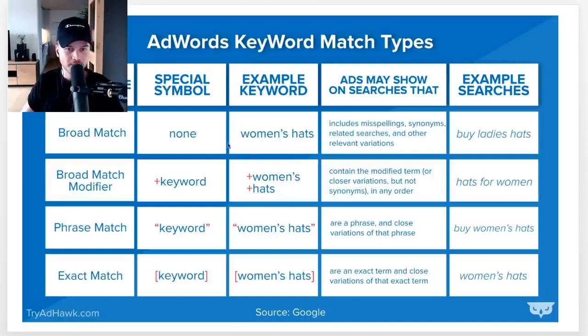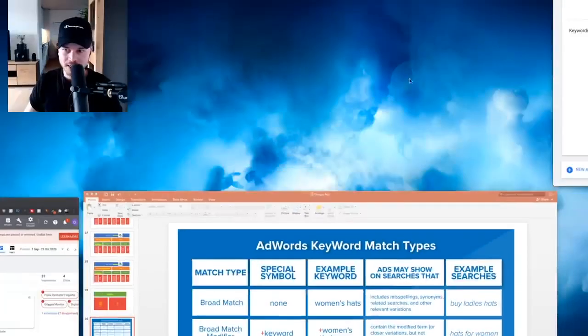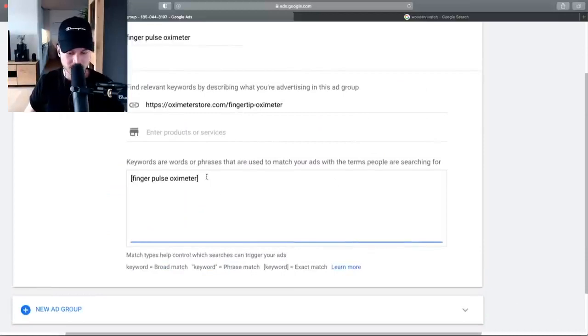And then we have the broad match, which Google also includes misspellings, synonyms, related searches, and other relevant variations. So you get a lot more traffic, but maybe not the traffic you want. So I recommend to only use these three in the beginning: the modified broad match, the phrase match, and the exact match. That's what we're going to do. We're going to use the exact match right here. Then we're going to use the phrase match, finger pulse oximeter, and we're also going to use the modified broad match, finger pulse oximeter.